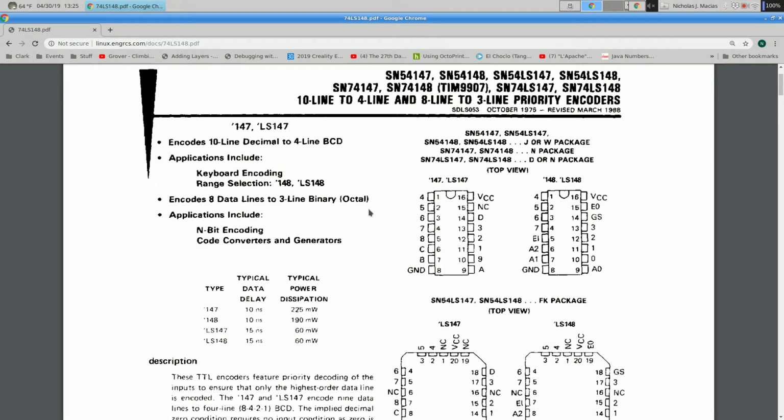All right, here's a weird chip. This is a 74147. It's called a Priority Encoder. These are all good pieces, good building blocks for computers, by the way. So 74LS147. Sorry, 148.